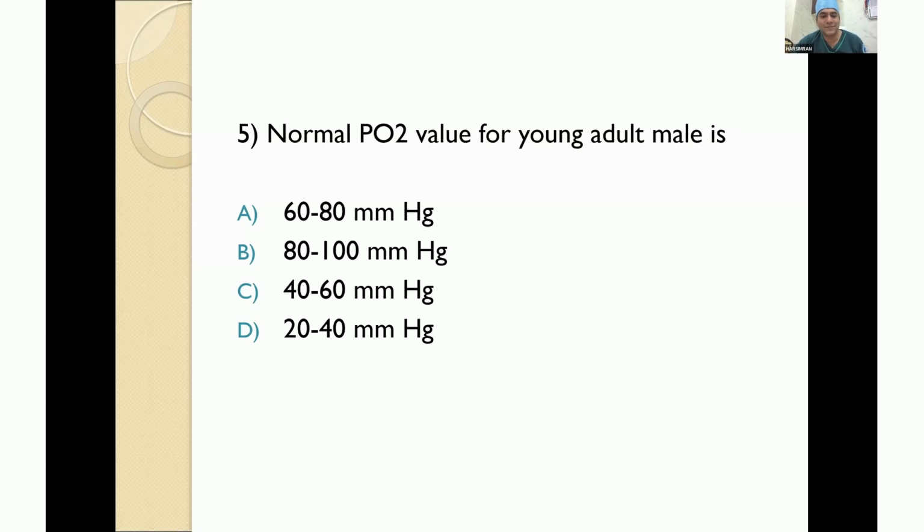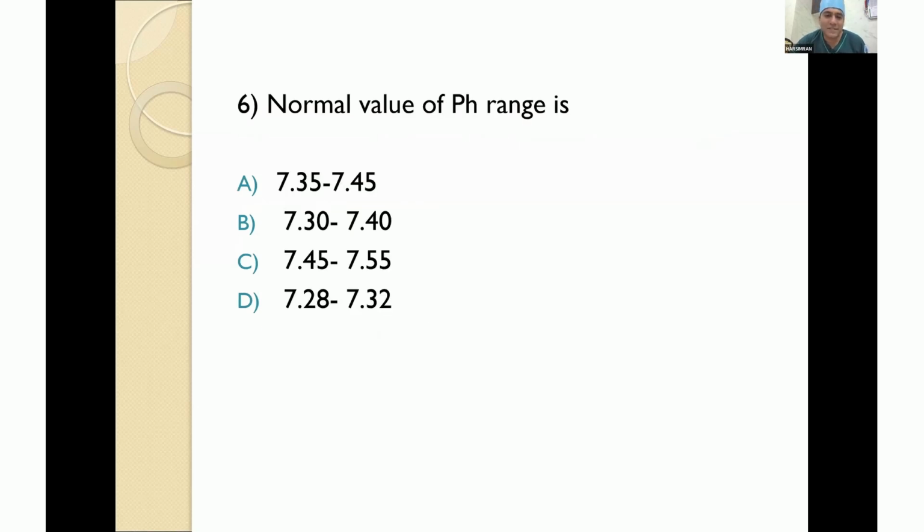So, last question for the day. Very easy question. If you cannot answer this, then probably my purpose of presentation is not served. The normal value of pH, we should all know. Options: A 7.35 to 7.45, B 7.30 to 7.40, C 7.45 to 7.55, D 7.28 to 7.32. I think most looking at this will answer it. The answer is A, 7.35 to 7.45. That's all from the MCQs that I wanted to ask. I kept them very basic, so most of the time I've answered correctly.